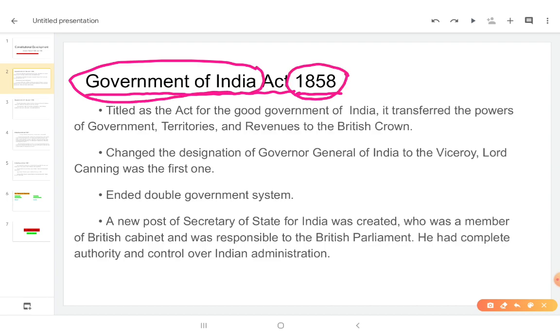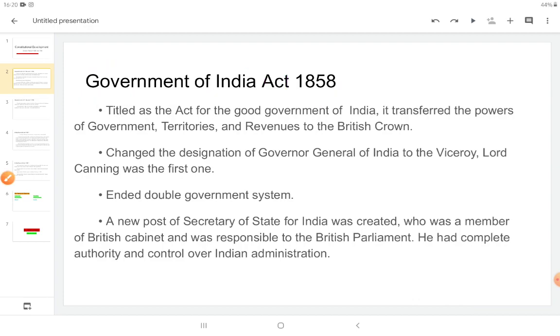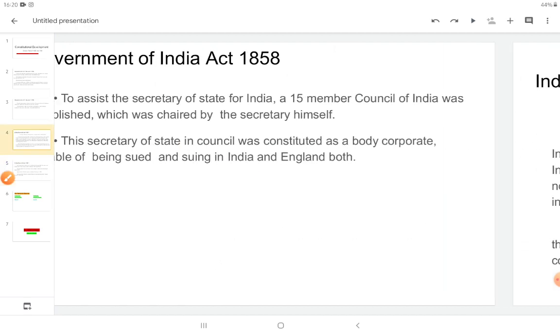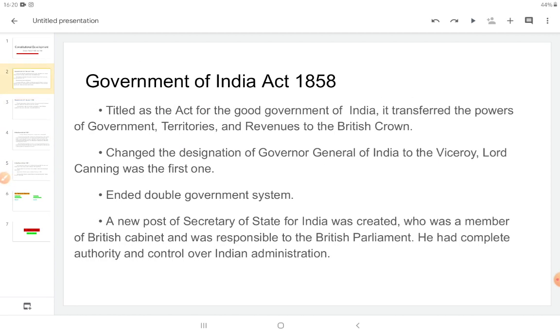Now, first thing, what was the need for it? All of us know that in 1857 the first war of independence took place, and because of that the British had to face a lot of problems related to their rule over India. They decided to bring some changes in the administration of India after that revolt, and to bring those changes, they introduced this Government of India Act 1858.